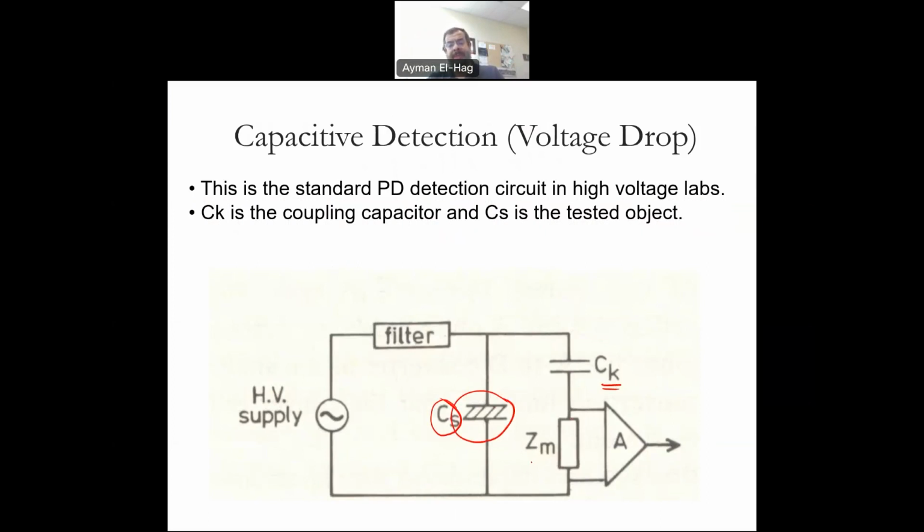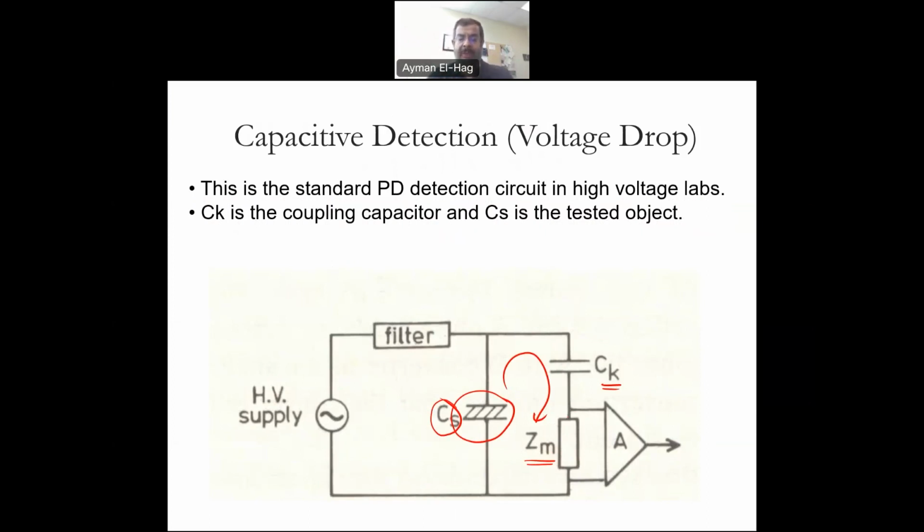Then CK is the coupling capacitor that couples the sample under test with the measurement system. The measurement system is basically a shunt element ZM, which is connected to the partial discharge recorder. Whenever a partial discharge happens here, you will have a current discharge, and this current discharge will be measured as a voltage drop across ZM, and that will go directly to the recorder to be displayed.